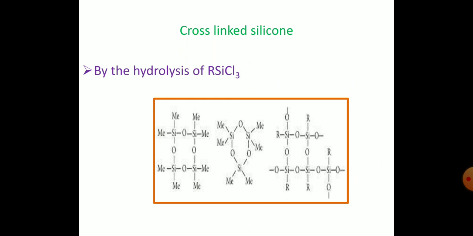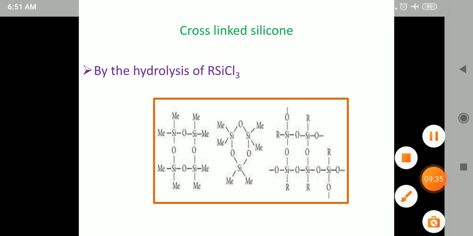Then next we have to discuss how cross-linked silicones are prepared, the preparation of cross-linked silicones. Here there is no equation given, only the structure of cross-linked polymers is given, and they can be prepared by the hydrolysis of alkyl trichlorosilane. Alkyl means only one R will be present, trichloro means 3 Cl groups will be present, silane, presence of a silicon atom. So these cross-linked polymers can be prepared by the hydrolysis of RSiCl3, that is alkyl trichlorosilane, and there is no equation given, only the structure of cross-linked polymers is given.